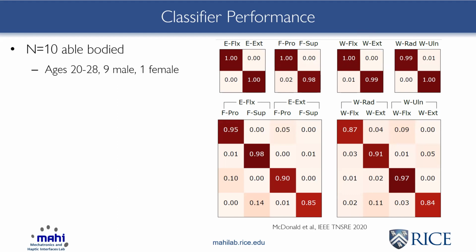On the top, we see single degree of freedom movements. From left to right, we go from most proximal to more distal, and we see that the accuracy for the healthy population is very high, about 99% classification accuracy on these single degree of freedom movements. When we look at the multi-degree of freedom movements, we see the accuracy drop, but still remain above 90% on average. So we're still seeing pretty good accuracy on those multi-degree of freedom movements for healthy subjects.